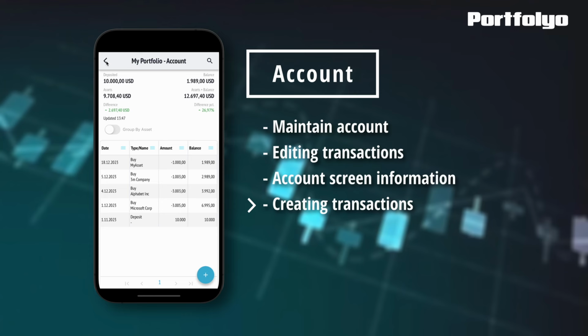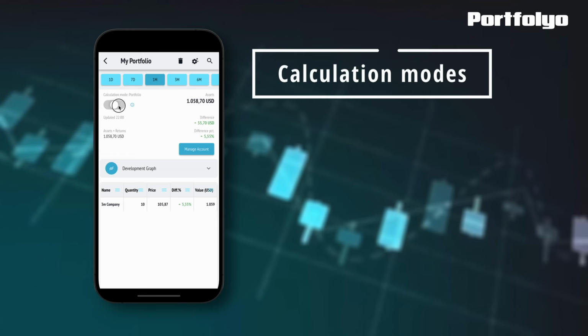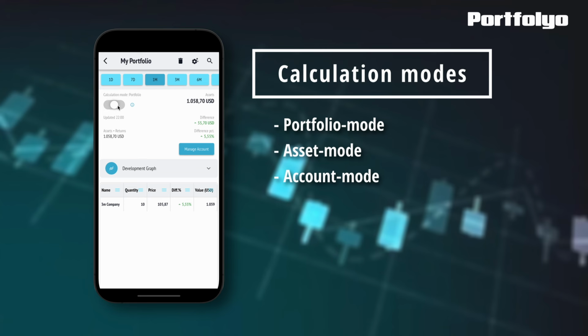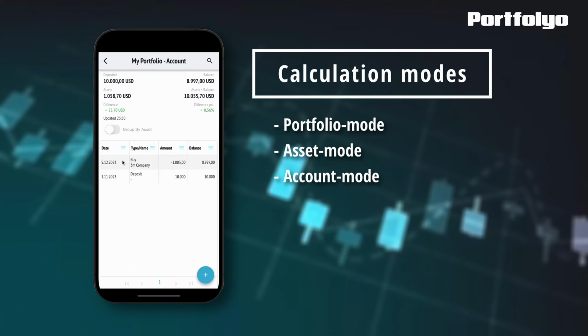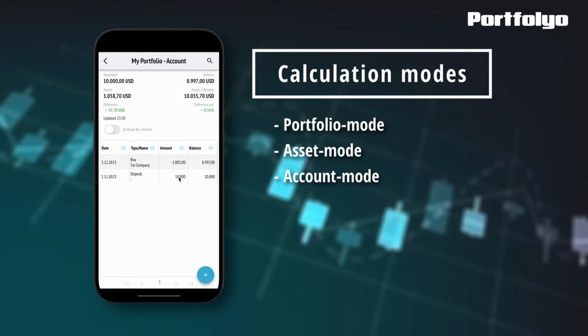Let's return to the portfolio. Portfolio offers 3 different calculation modes, which can be switched between here. The default mode is Portfolio. Additionally, there's the account and asset mode. Let's delve into these 3 methods. To make it clearer to understand the process, I've created a portfolio containing only one stock. 10 shares of 3M. Inside the account, we can see that the 3M stocks were bought for $100 each with a $3 commission. Additionally, there's a deposit of $10,000.